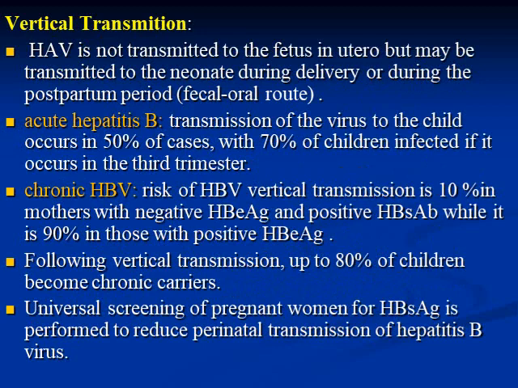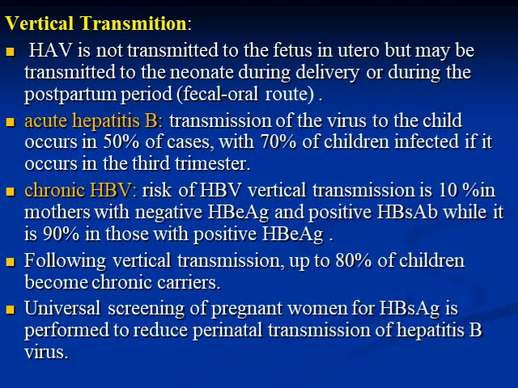Hepatitis A is not transmitted vertically while the fetus is in utero, but may be transmitted during delivery or during the postpartum period, as its transmission is by the fecal-oral route. For hepatitis B, it depends on whether it is acute or chronic. In acute hepatitis B infection, the transmission to the child is about 50%, while it increases to 70% if the infection occurs in the third trimester.